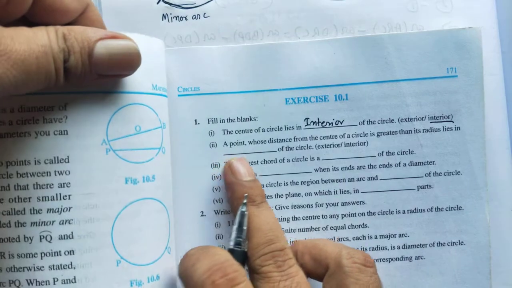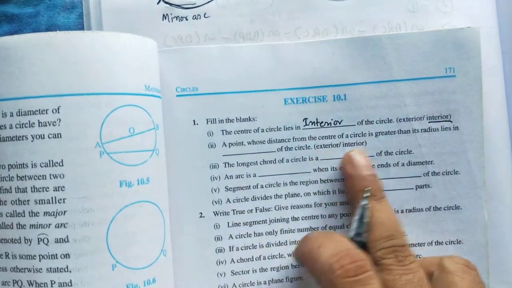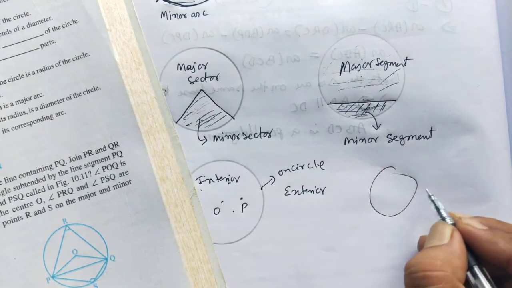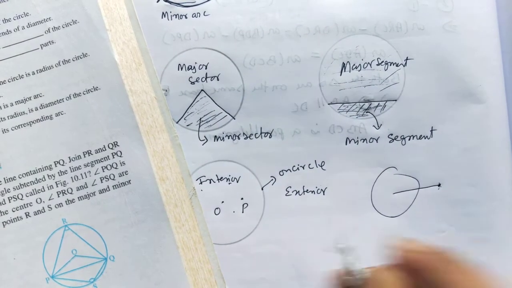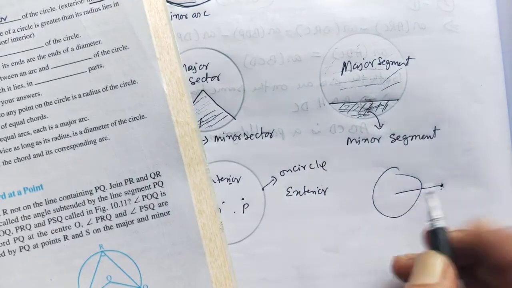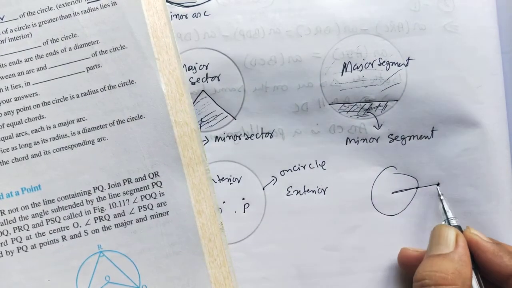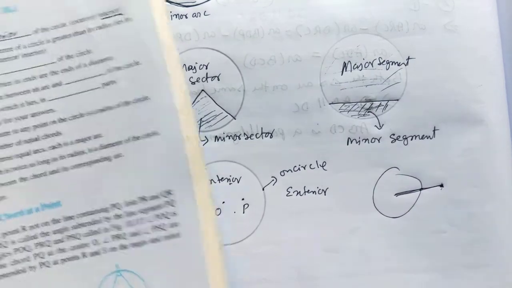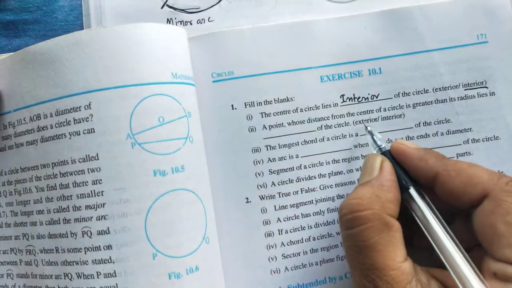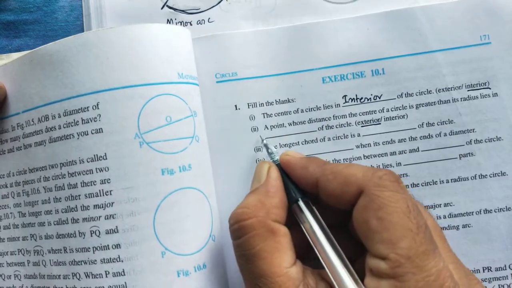Second question. A point whose distance from the center of a circle is greater than the radius. Suppose this is a circle and a point is at a distance greater than the radius. This point is outside the circle. Radius is up to this much, and this is more than the radius. That means the point is outside the circle, so it can be exterior. You can write the spelling also.